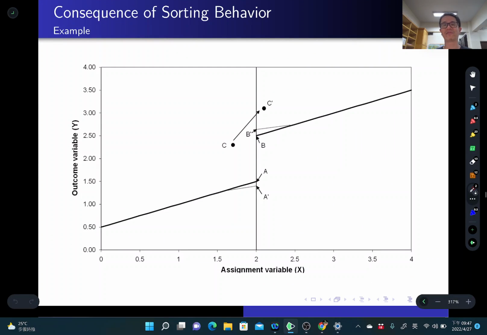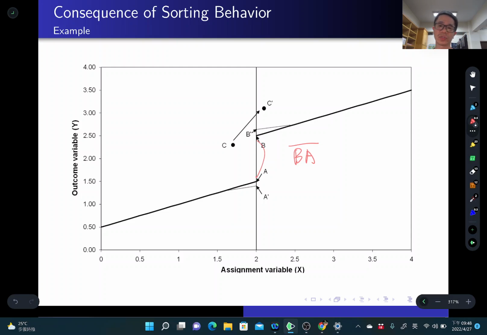Okay. So here I give you one example to show what happens if people can choose whether they are above the cutoff or below the cutoff. So suppose there's an individual called C, and originally it's at this position. So the y-axis is the outcome variable. The horizontal axis is your assignment variable. So the cutoff is 2. And C is right below the 2 originally. So you will get the effect called BA. BA is the effect.